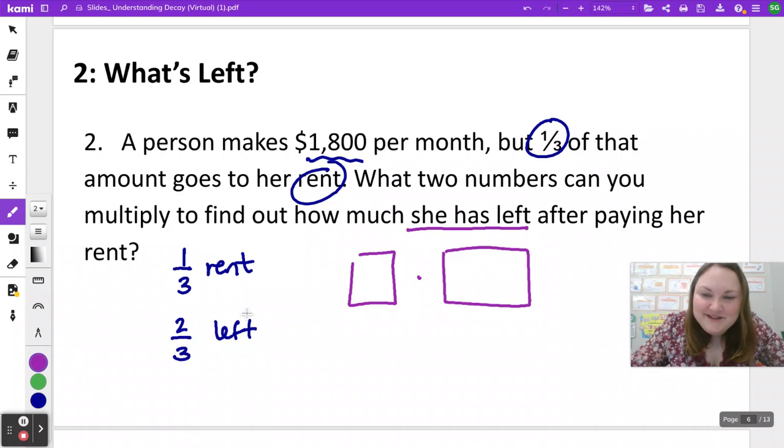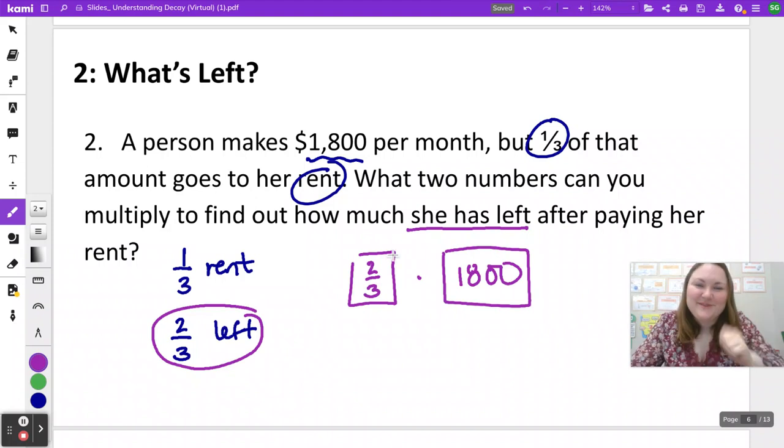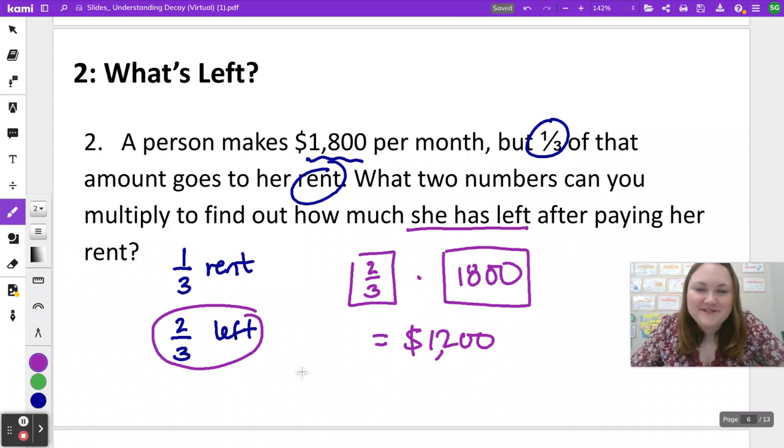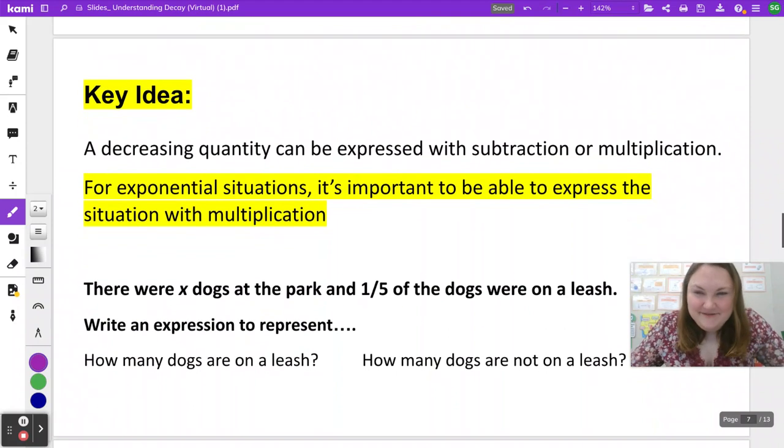Since I'm talking about how much money she has left, it means I want to use this fraction here. I'm going to take 2/3, that's the fraction she has left. I need to know what 2/3 of 1,800 is. This here didn't ask us to actually do that multiplication. It just asked what two numbers you could multiply to find that out. So this right here is really what we're looking for. If you did go ahead and do that multiplication, it ends up being $1,200.